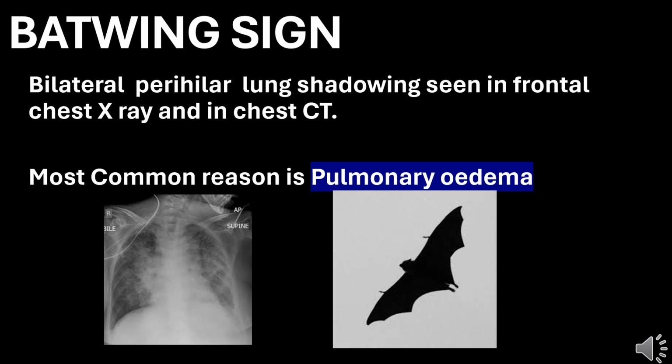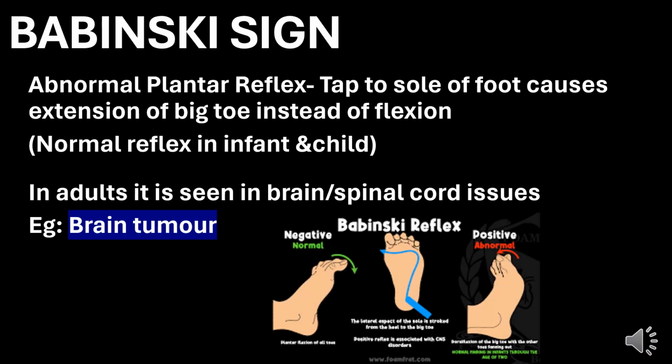Batwing sign. This is the bilateral perihilar lung shadowing seen in frontal chest X-ray and CT chest. It will look like a wing of the bat. It is seen in pulmonary edema. Babinski sign. This is the abnormal plantar reflex. That is, when we tap the sole of the feet, it causes extension of big toe instead of flexion. It is normal in infant and child, but in adults, it is seen in brain or spinal cord issues. For example, it is seen in brain tumor.